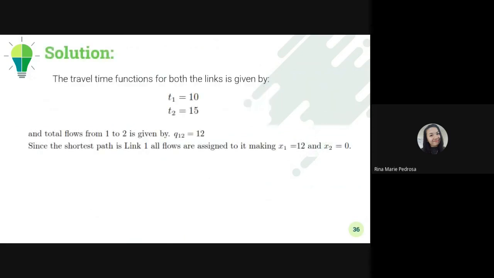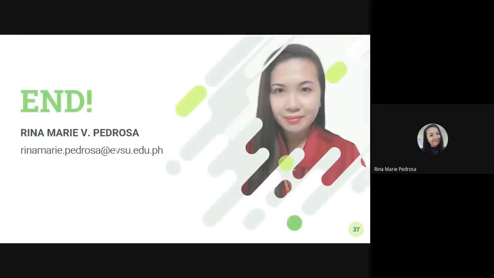The travel time function for both links is given by t sub 1 equals 10 and t sub 2 equals 15. The total flow from 1 to 2 is given by q sub 12, which is equivalent to 12. Since the shortest path is link 1, all flows are assigned to it, making x sub 1 equivalent to 12 and x sub 2 equivalent to 0. So that ends my example.